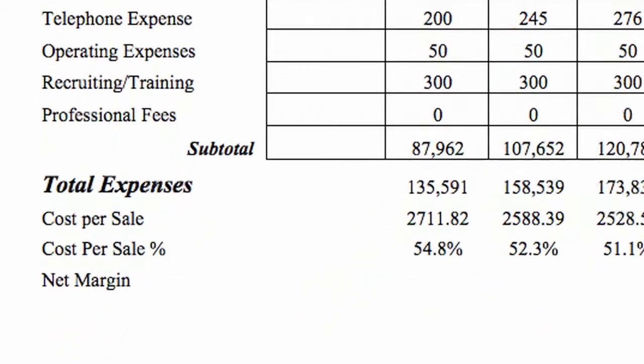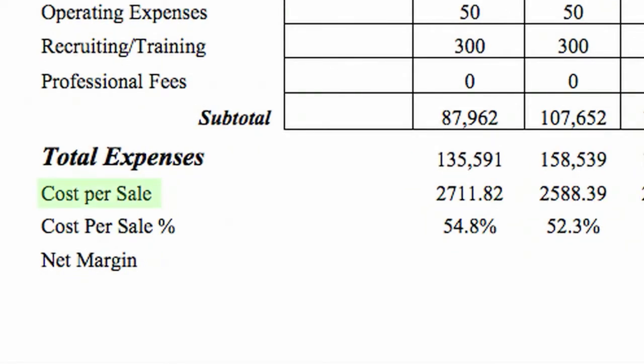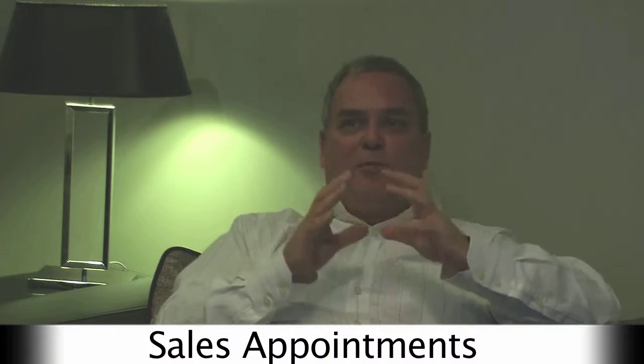Now you'll see that you've got the total expenses, then we've got the cost per sale, and the cost per sale is the total expenses divided by the number of sales for that particular month. Then your cost per sale percentage is your cost per sale as a percentage of the total net revenue. Okay? And then of course you can have in there, depending on your situation, you can put in net margin as well.